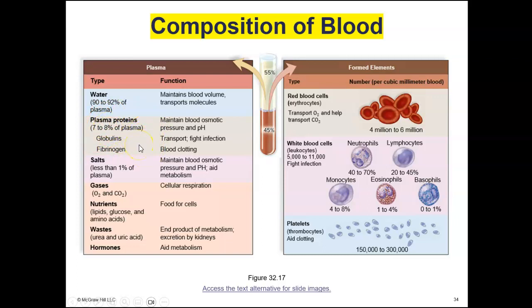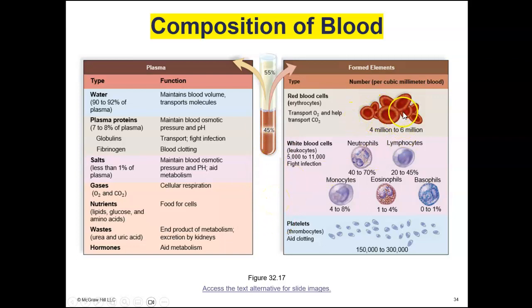Then you have some salts, you have gases, oxygen and carbon dioxide, and you have nutrients, which are lipids or fats, glucose, which comes from our carbohydrates, and amino acids, which come from our proteins. These are nutrients that travel through the blood. Then the blood will also contain waste, such as urea and uric acid, and hormones. Hormones are released into the bloodstream, and then the blood vessels will take the hormones to their target, whichever their target organ is.